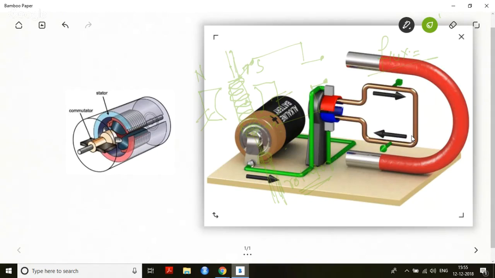Now how does a motor work? What is the principle of motor working? So there would always be a source battery or a source of power.